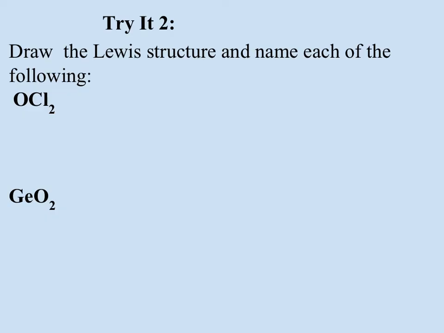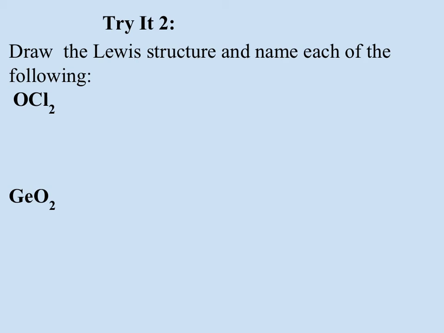Now the good news is you don't have to commit these to memory. There's a chart on your helping hand to help you out with this, and in fact I've given you an example of that on this next slide. So here's another try it for you. This one goes back to naming binary compounds and gives you some practice. I want you to actually draw the Lewis structure first, see if you remember how to do that, and then see if you can come up with the name for these.